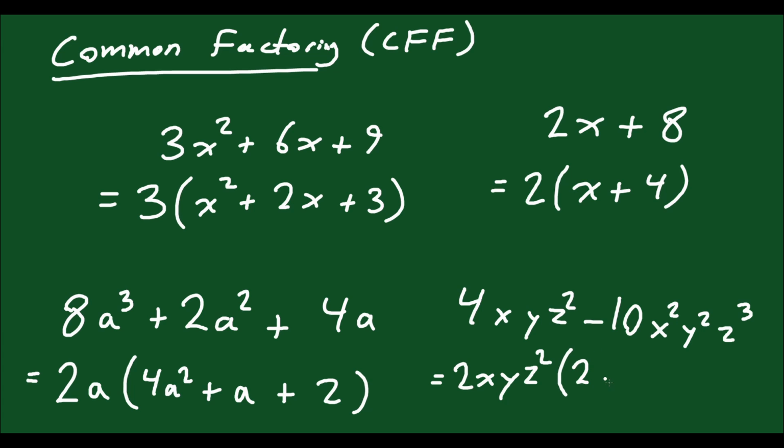You'll be left with 2 for the first term, that's it, right? Because 2 times this gives you your original, minus 5 times x, y, z, right? Because 2 times negative 5 is negative 10, x times x is x squared, y times y is y squared, z squared times z is z cubed. So if you look at these two terms in here, there's nothing they have in common anymore that you can take out. That's how you know you're done. Okay, that's common factoring. Let's look at something else.